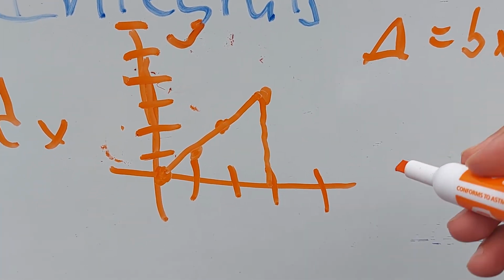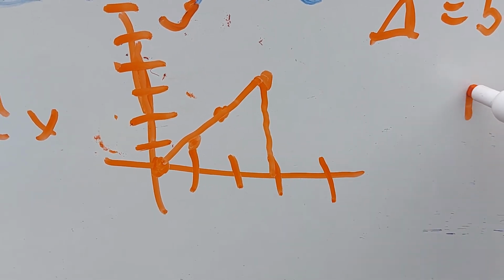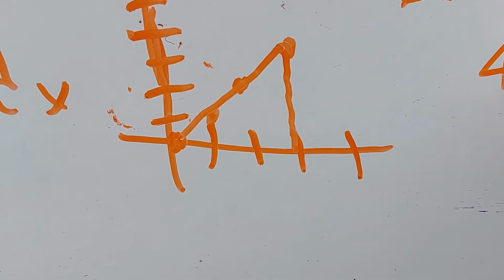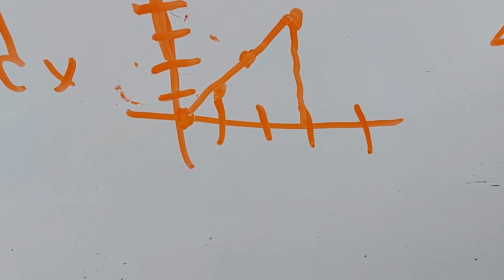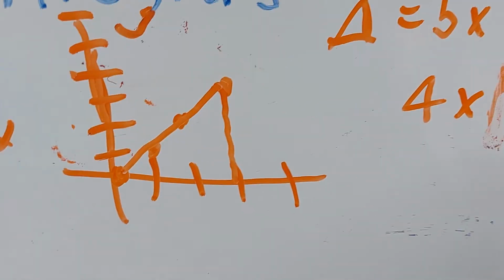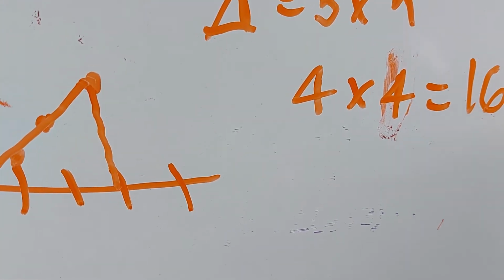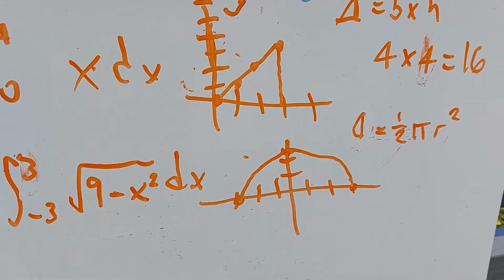So the base of this is 4, and the height of it is 4. So it'll just be 4 times 4, which will give you your net area of 16.